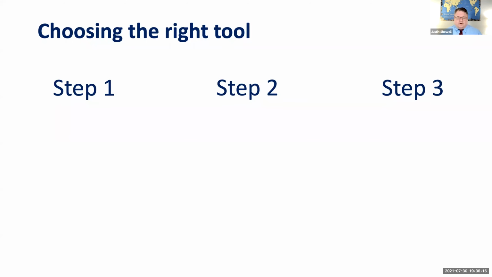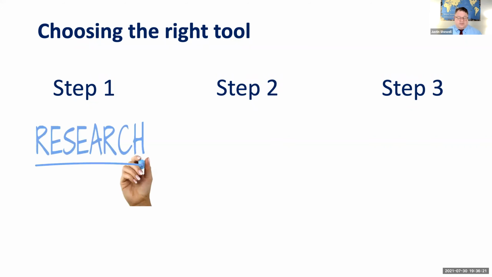All right. So there are 3 steps that I use to choose the right tool. The first step is research. And this is where, kind of like what we just did, you might make a list of all the different tools you know of that help you do a certain thing, like collaborate with students, or have students give a presentation, or whatever it is. You might start by making a list, okay?